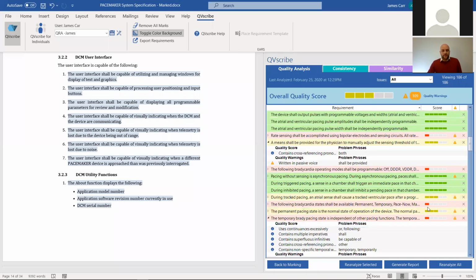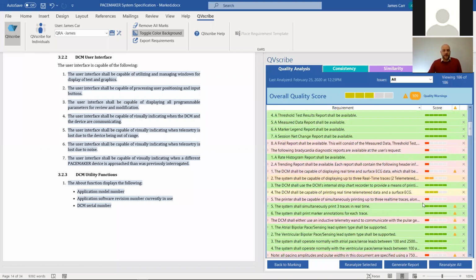Most of these that you see that have a score of 1 out of 5 have a problem with the imperatives. So the consistent use of shall statements, making sure that each requirement has shall once and only once, is the first check that's being done. If you have multiple imperatives, that's going to be flagged there. Some other issues would be vague language.